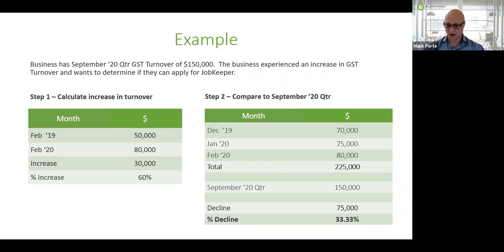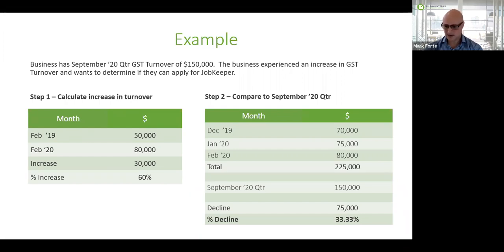So we look at the quarter of February 2020. You look at December 19, January 2020, February 2020. Total GST turnover is $225,000. The September 2020 GST turnover is 150 grand. The decline has been $75,000, which represents 33.33%.